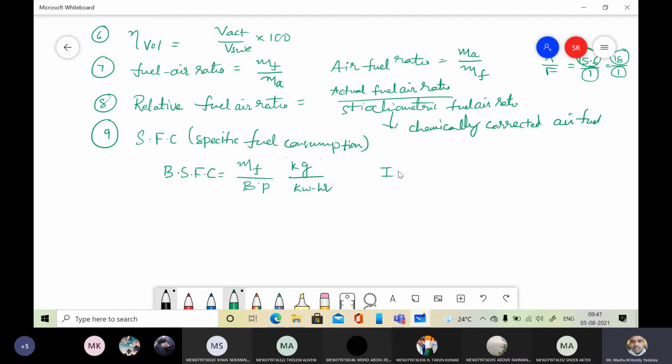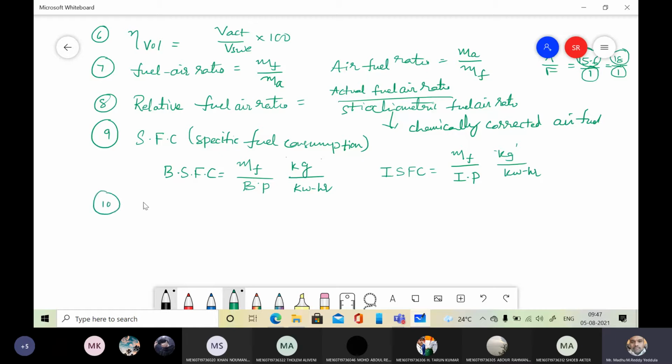And we can define specific fuel consumption in terms of indicated power also. It is defined as the mass of fuel to the indicated power developed. So the units, as usual, are kg per kilowatt hour, meaning the mass unit is kg per hour and the power unit is kilowatt. This is the brake specific fuel consumption.